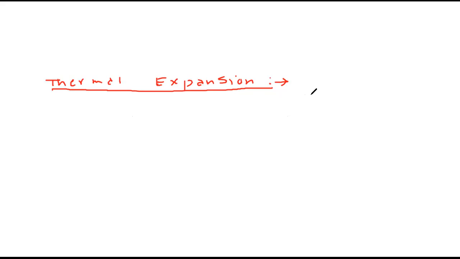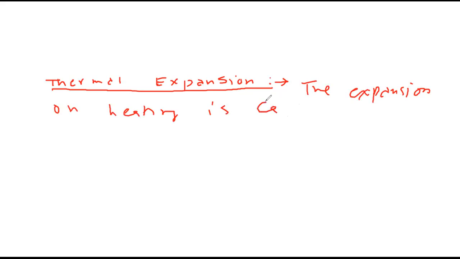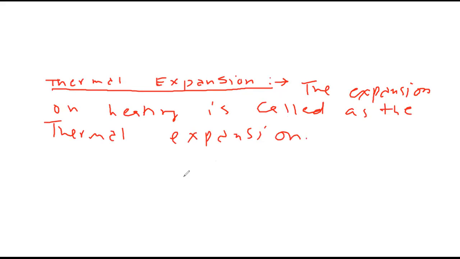Thermal expansion. Expansion means increasing. Thermal means heat. So can I say the expansion on heating is called thermal expansion? Write down. If they ask what is thermal expansion, it is expansion on heating. It's called thermal expansion of the substance.